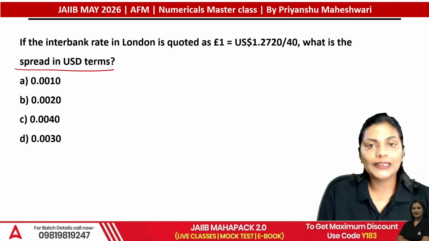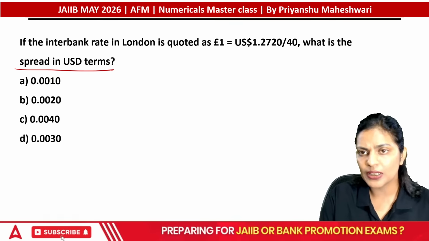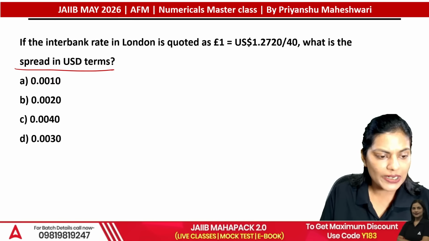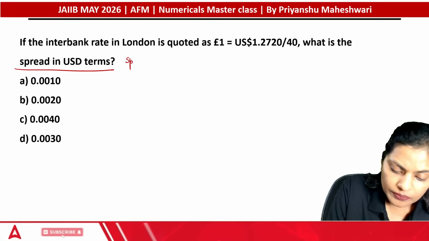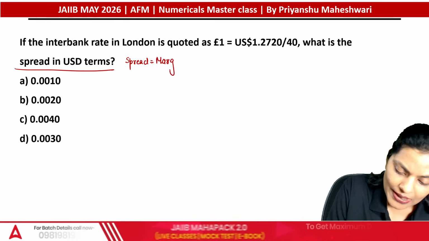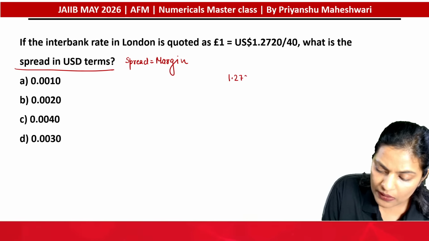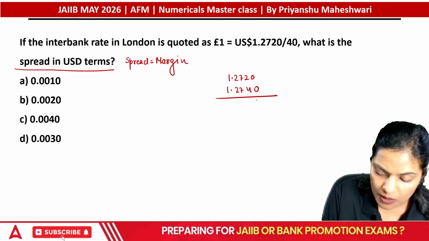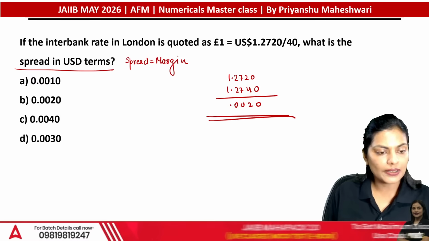If the interbank rate in London is quoted as £1 is equal to something and then something, what is the spread in USD terms? What is spread? Spread is basically your margin. Right? It is your margin money. So the difference will be 1.2720, 1.2740. How much is it? 0.0020. Correct? That is the margin.